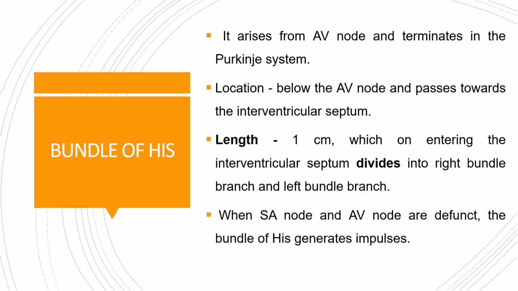Coming to the bundle of His, it arises from the AV node and terminates in the Purkinje system. It is located below the AV node and passes toward the interventricular septum. Length is about 1 centimeter, which on entering the interventricular septum divides into the right bundle branch and the left bundle branch. When the SA node and AV node are defunct, the bundle of His is also able to generate impulses. Understood?